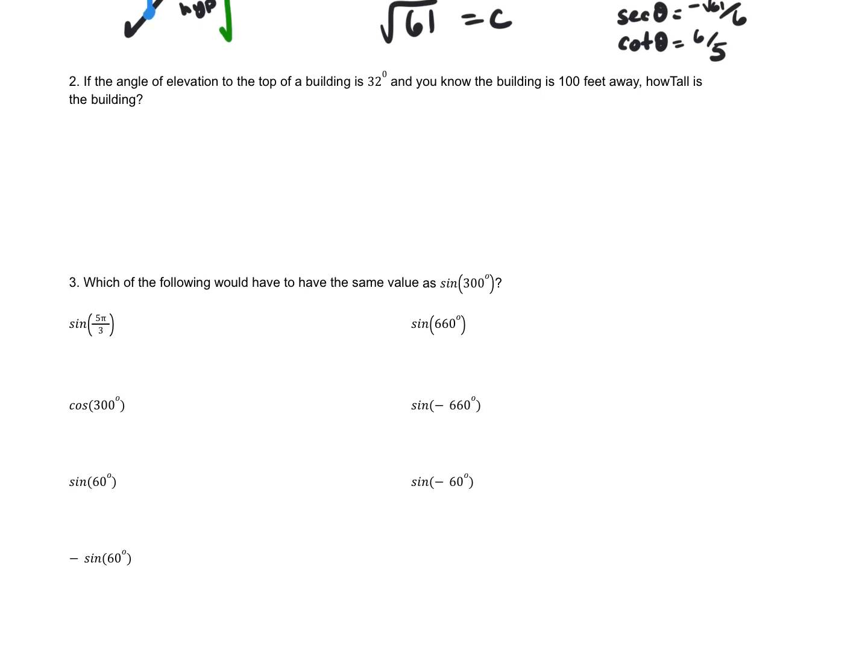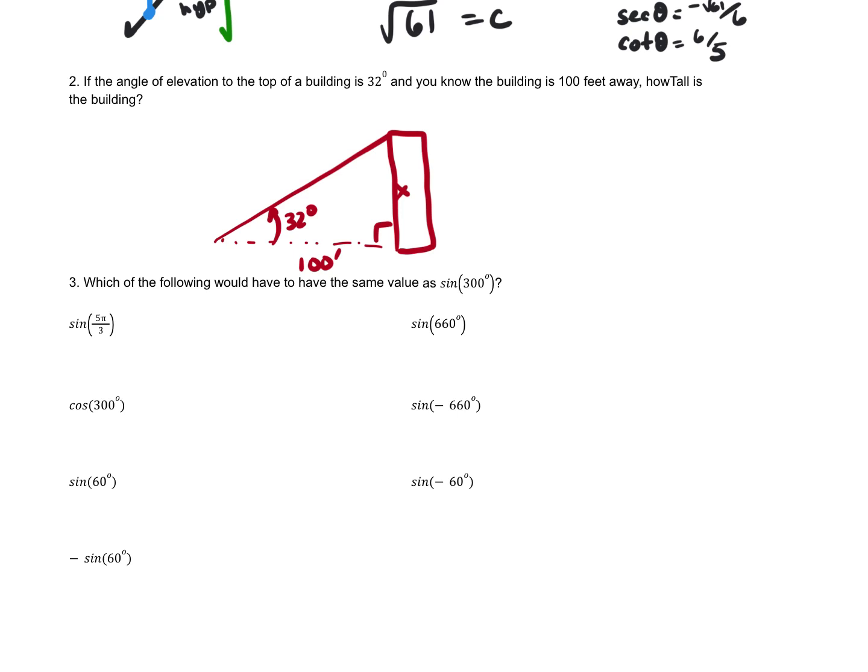Okay, let's go ahead and look at this one. It says, if the angle of elevation to the top of a building is 32 degrees, and you know the building is 100 feet away, how tall is the building? Okay. So we have a building, and we are 100 feet away from this building. And we know looking up, the angle of elevation, an angle looking up, is 32 degrees. We want to know how tall the building is.